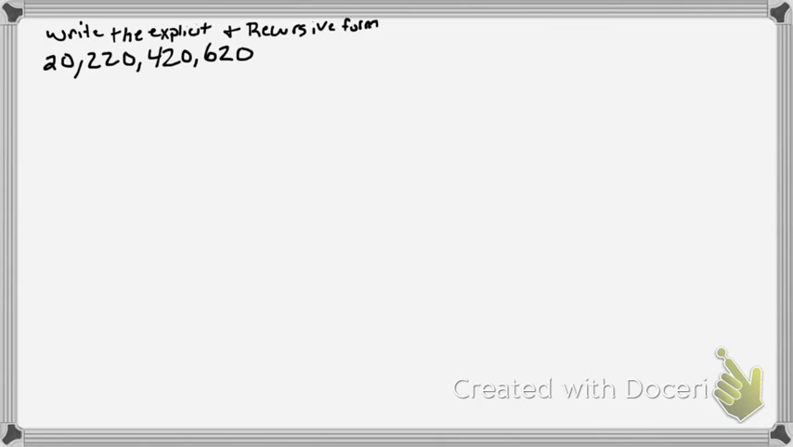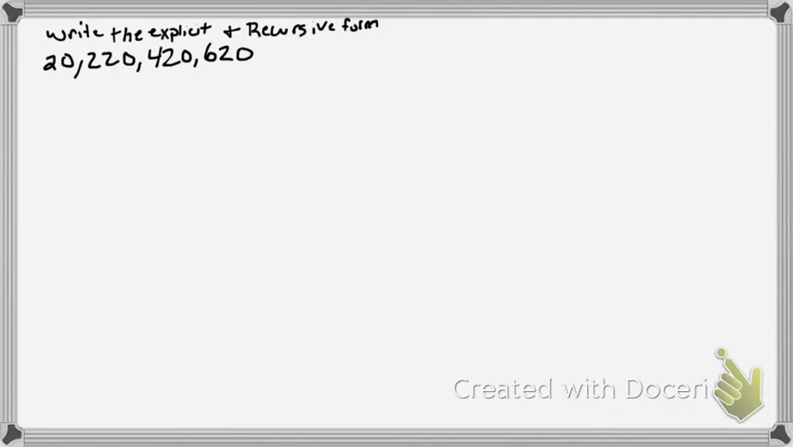The first thing we need to do is make sure that this is in fact an arithmetic sequence. What that means is that there's a common difference. And even though this tells us to write the explicit and recursive form, it should be an arithmetic sequence, but we need to find that common difference anyways. And what that common difference is, is literally just checking to make sure the difference between these numbers is the same.